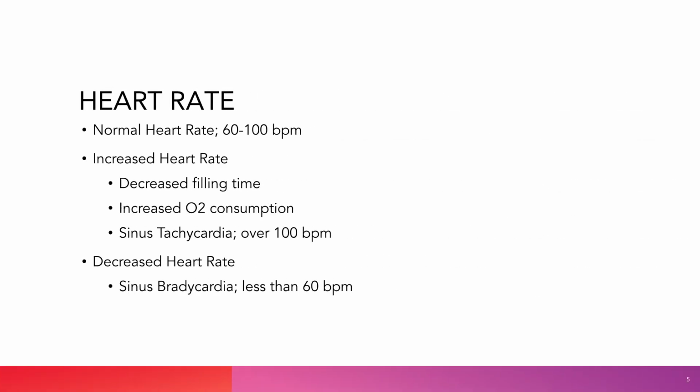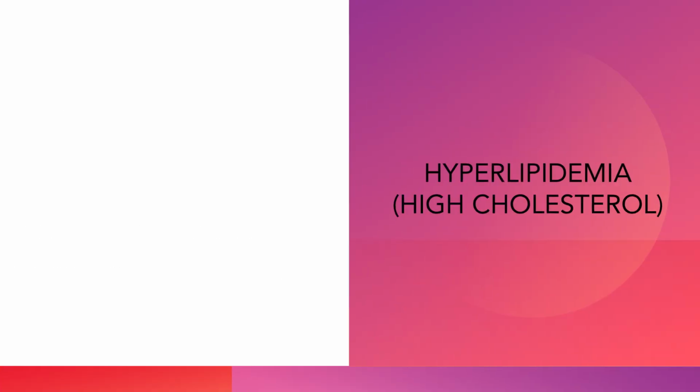The heart has specific anatomical landmarks. S1, or lub, marks the beginning of systole as the AV valves close, loudest at the apex. S2, or dub, marks the beginning of diastole as the semilunar valves close, loudest at the base. A normal heart rate is 60 to 100 beats per minute. An increased heart rate, known as sinus tachycardia, over 100 beats per minute, decreases filling time and increases oxygen consumption. A decreased heart rate, or sinus bradycardia, is less than 60 beats per minute.